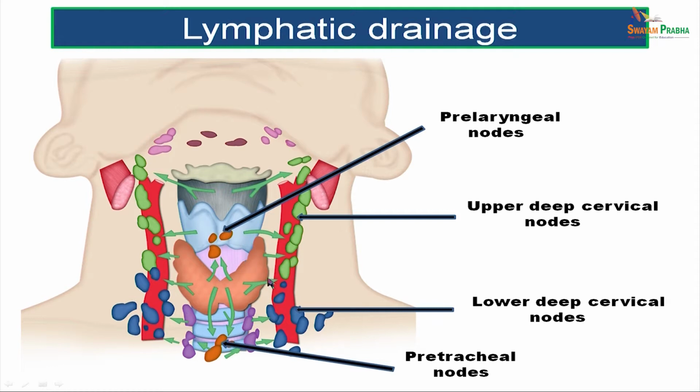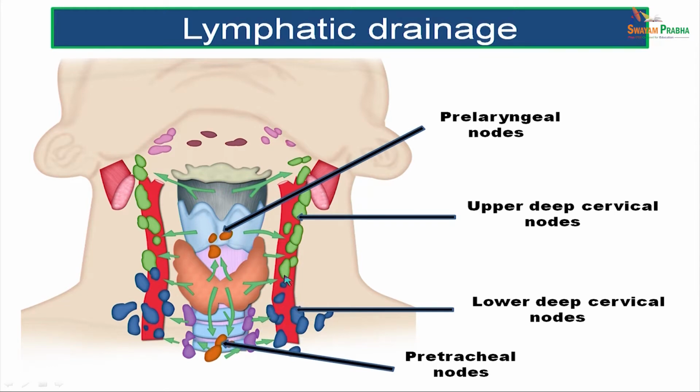Upper and lateral portion of this will be draining into the upper deep cervical lymph nodes, which will also receive efferents from the prelaryngeal. These upper deep cervical lymph nodes are nothing but the jugulo-digastric group of nodes. The lower and medial part of thyroid is going to drain into the pretracheal lymph nodes, whereas the lower and lateral part is going to drain into the lower lateral deep cervical lymph nodes.